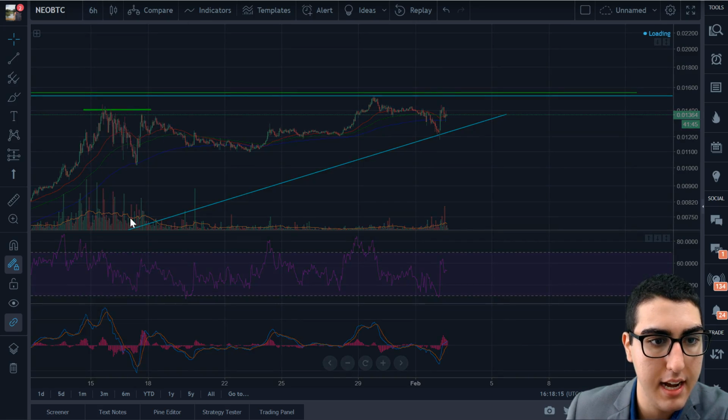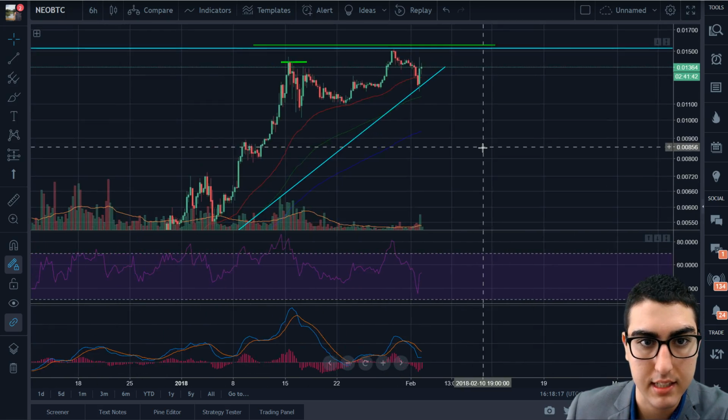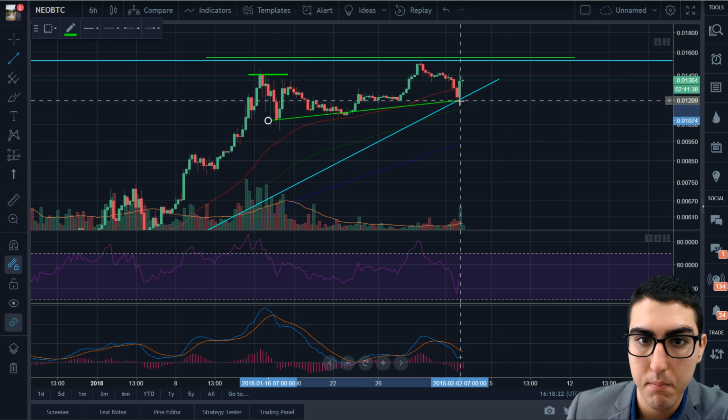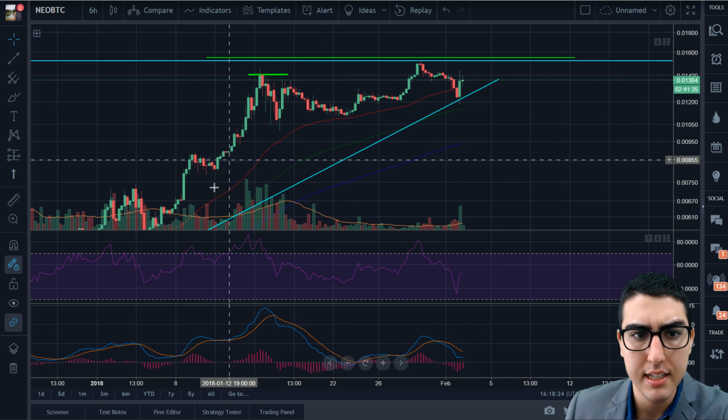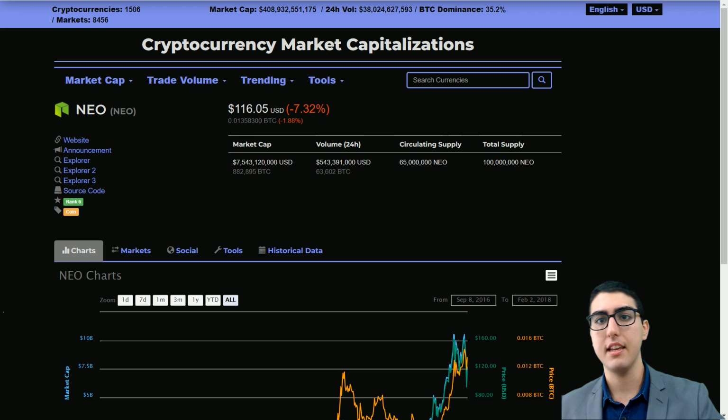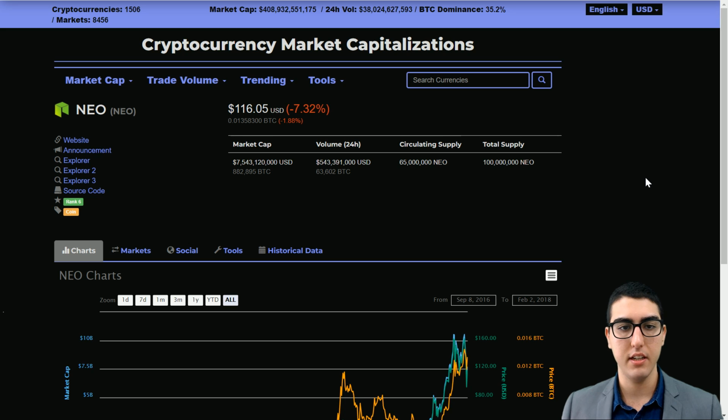If we pull up the 8 hour or the 6 hour, you can see the exact same thing that we're seeing here. Very, very nice trend line being developed. And then you can see that ascending overall support line. So, interesting chart. NEO is another player in the market now. I like it. $7.5 billion market cap.